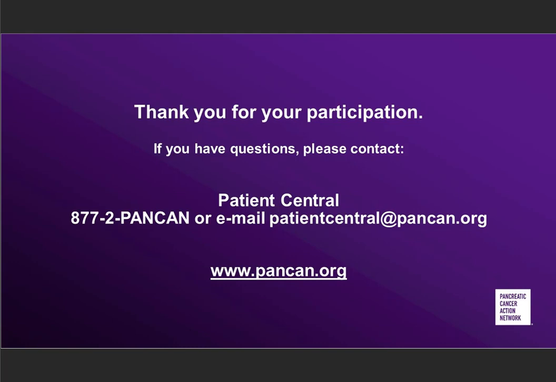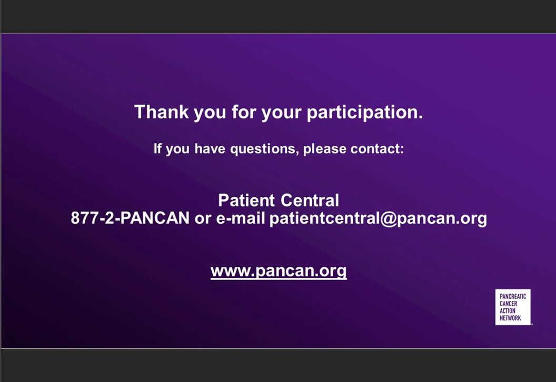NCCN guidelines, and that would then have implications because if that family member does test positive for a mutation, then immediate family members in the first degree would also want to be tested to see if they also carry that mutation, and that would have implications for screening and early detection to determine if they're in a high-risk group.